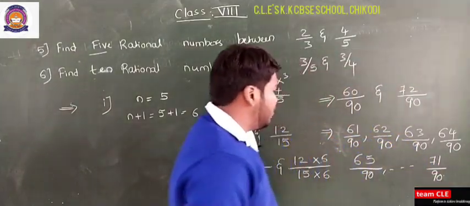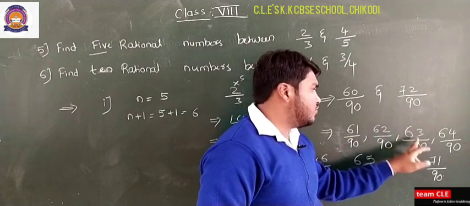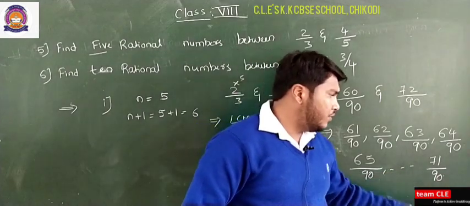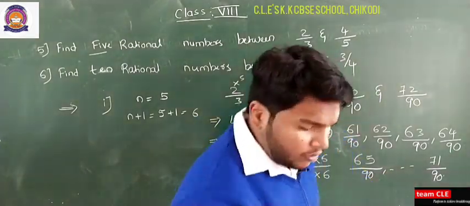So I have written the 5 rational numbers, that is 61 by 90, 62 by 90, 63 by 90, 64 by 90, 65 by 90, and so on up to 71 by 90. So up to 71 by 90 you can choose any 5 rational numbers.